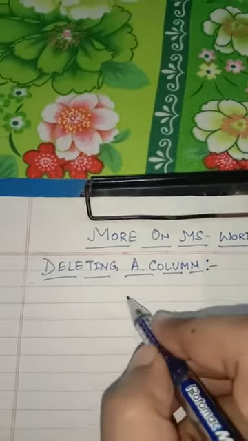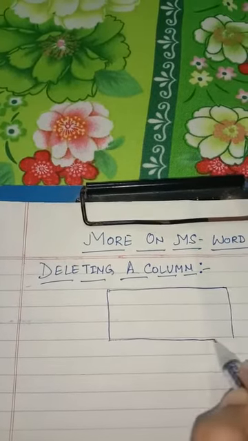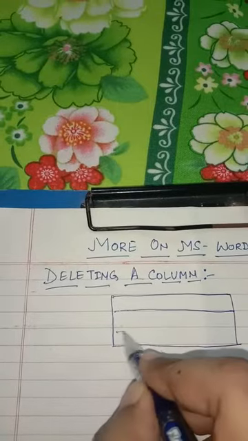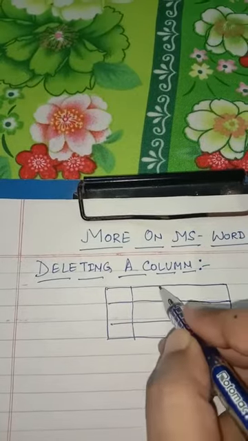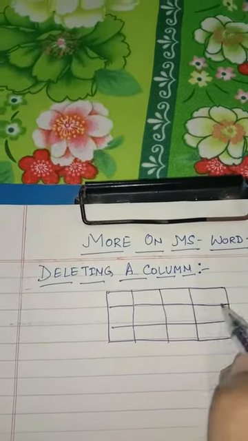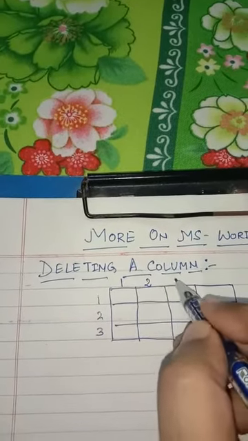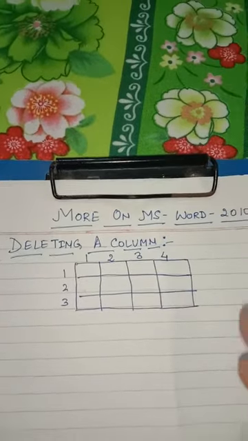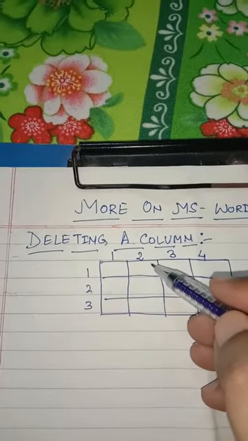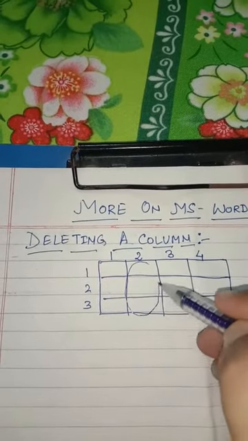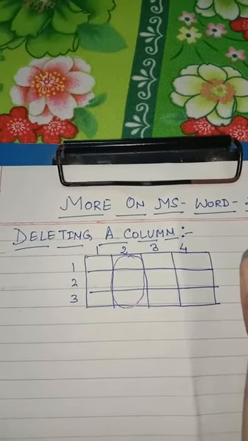So suppose we have a table over here. So this is the table, say, of first row, second row, and third row. And then we have a column, say first column, second column, third column, and fourth column. This is the first row, second row, third row. This is the first column, second column, third column, and fourth column. So this is a table that we have created. Now suppose we want to delete column number 2 from our table. We want to delete this entire column. So what should we do? What are the steps that we should perform?